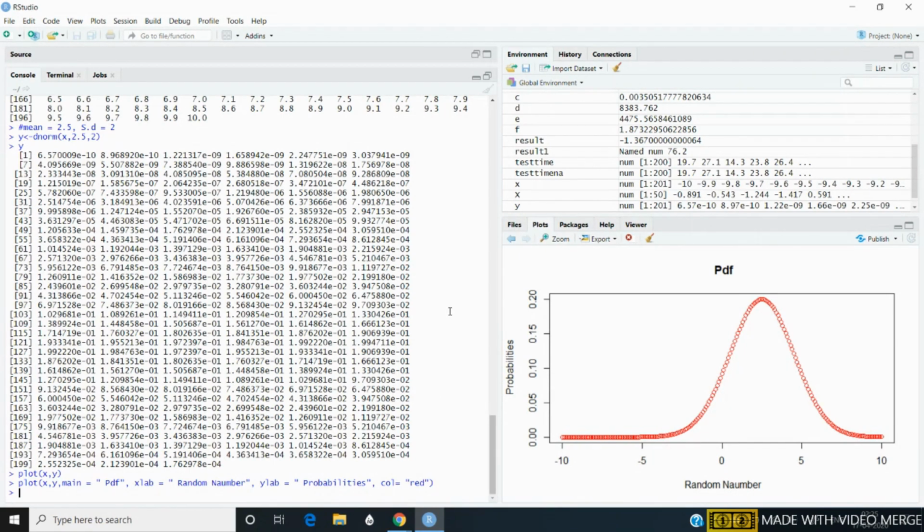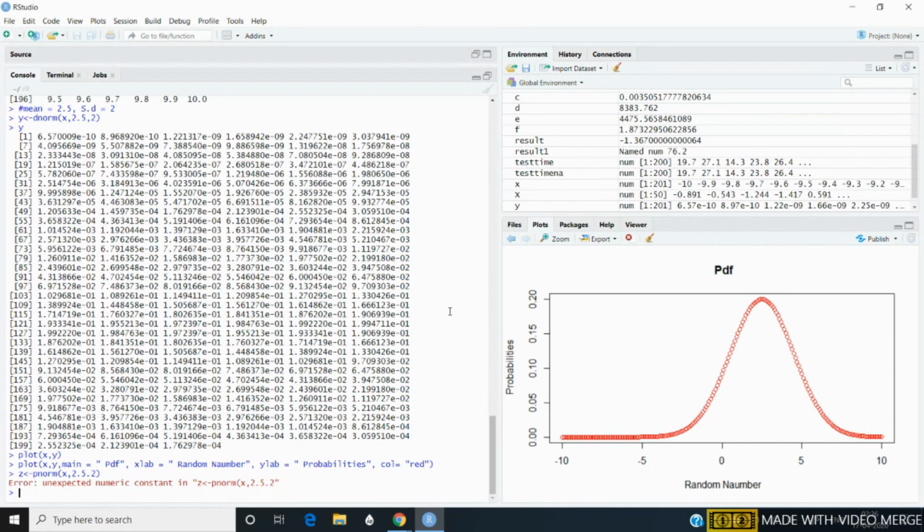Similarly, I have to go for pnorm, the cumulative distribution function. I will assign one more variable, that is z, and write pnorm for the same x values to find the cumulative distribution function. So x comma, our mean is 2.5, comma, our standard deviation is 2.